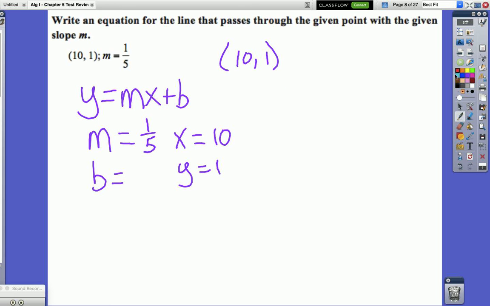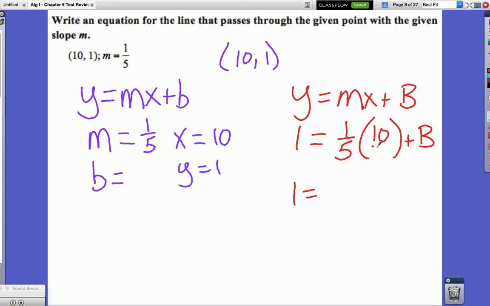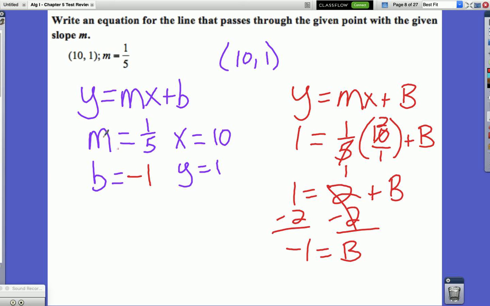So we are going to use our equation, y equals mx plus b, and solve for b. So instead of y, we plug in 1. Instead of m, 1/5 times x, x is 10, plus b. So 1 equals, to multiply fractions, you can have both of them as a fraction, and you can cross cancel. 5 goes into 10 2 times. So now there's no more fractions because 1's are on the bottom. 1 times 2 is 2, plus b. And to get b by itself, we're going to subtract 2. -1 equals b. And now we can write an equation. Y equals 1 over 5x minus 1.